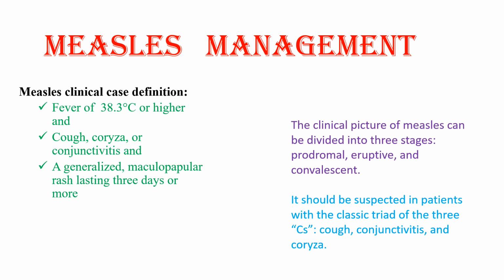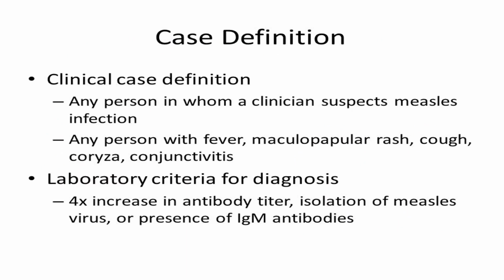The clinical picture of measles can be divided into 3 stages: prodromal, eruptive and convalescent. It should be suspected in patients with the classic triad of the 3 C's: cough, conjunctivitis and coryza. The laboratory criteria for diagnosis of measles is a 4 times increase in antibody titer, isolation of measles virus, or presence of IgM antibodies.